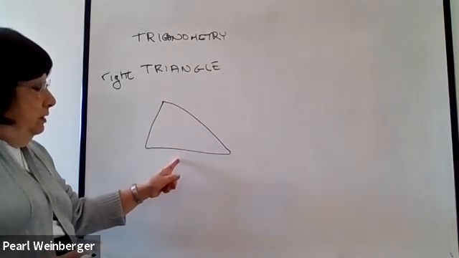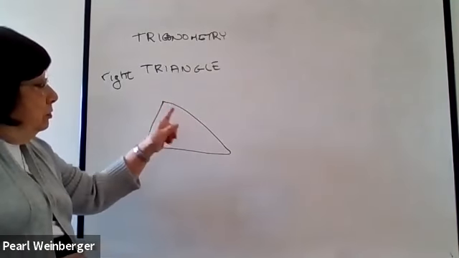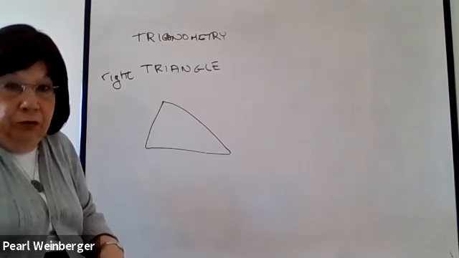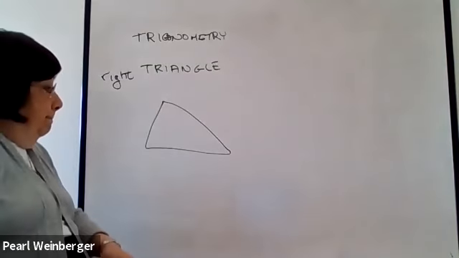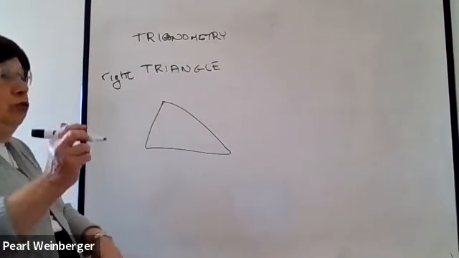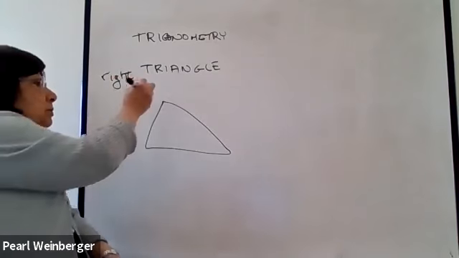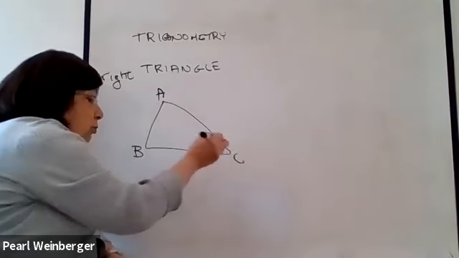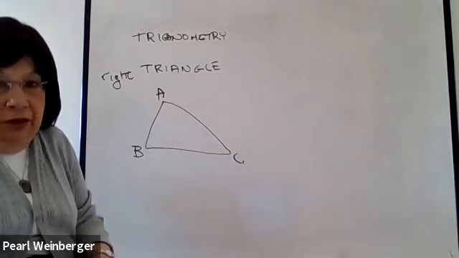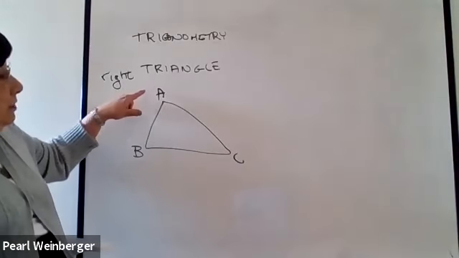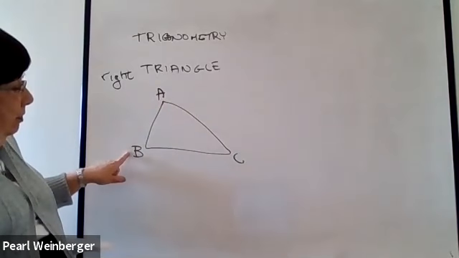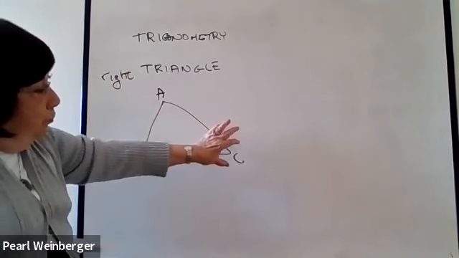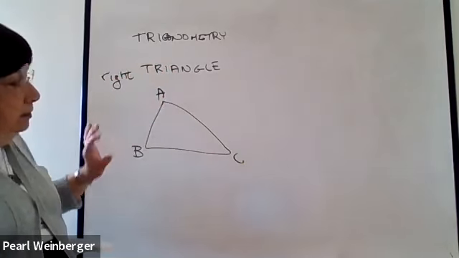Not only do you have three sides, but of course you're going to have three angles. That's where the word triangle comes from, three angles. Usually, when we're talking about triangles, we use capital letters for what we call the vertices, or the angles of the triangle. This is angle A, this is angle B, this is angle C. We put capital letters for the angles.